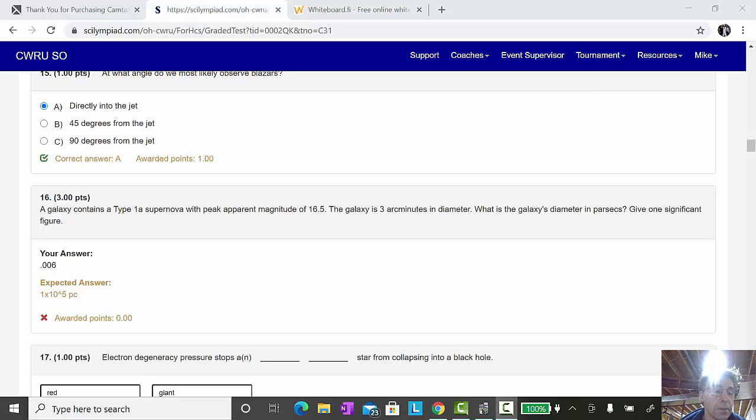Hello, my Science Olympiad Astronomy students asked me about question 16, so let's look at it. We're going to put it online because we're probably going to forget how to do it in about a couple days.